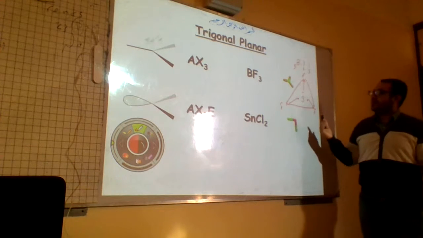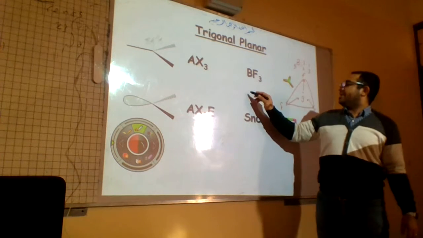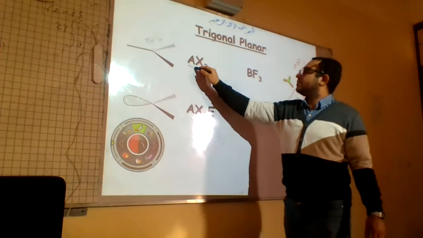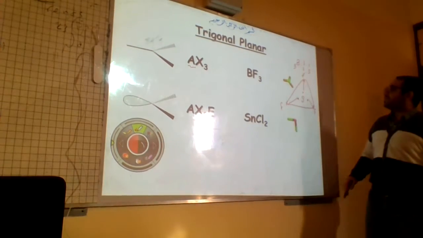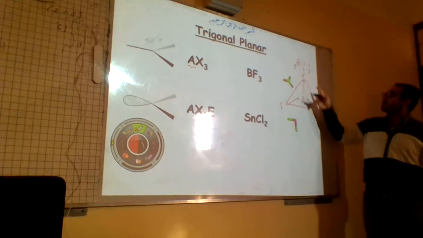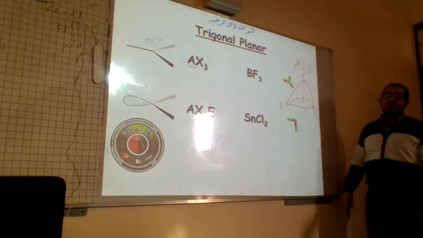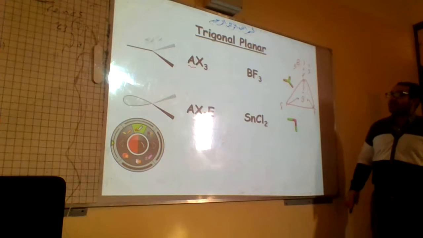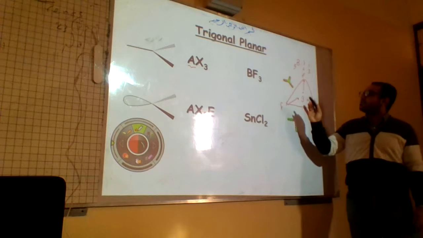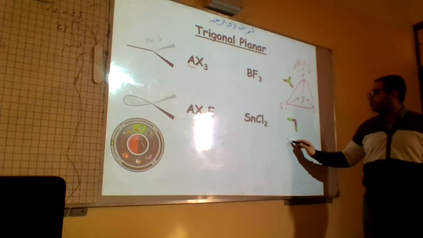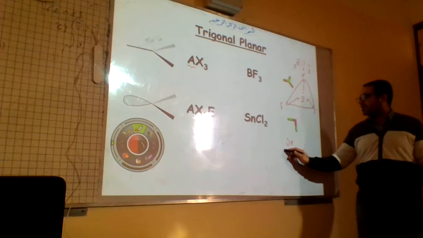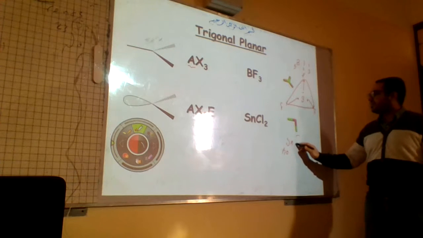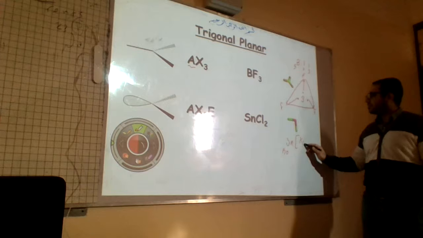Let's represent it. Central atom A. How many bonded atoms does it have? 1, 2, 3: X3. What is the number of unpaired electrons? 0. Okay? Now return to SnCl2. Sn has atomic number 50. The nearest noble gas is krypton, 36.